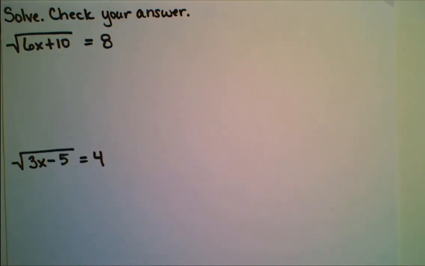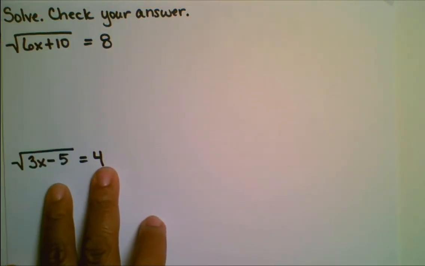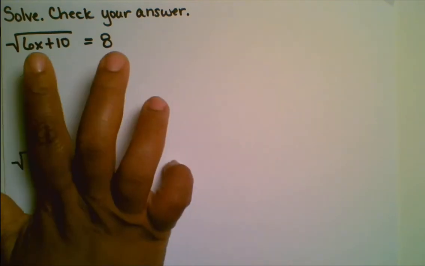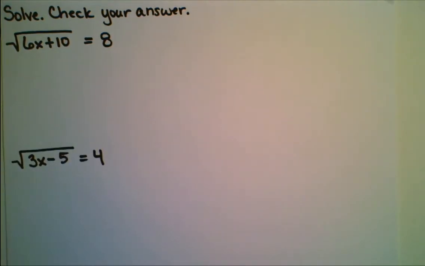We have the square root of 6x plus 10 is equal to 8. And then the second one that we're going to be looking at is the square root of 3x minus 5 is equal to 4. So let's go ahead and look at the first one. The square root of 6x plus 10 is equal to 8.